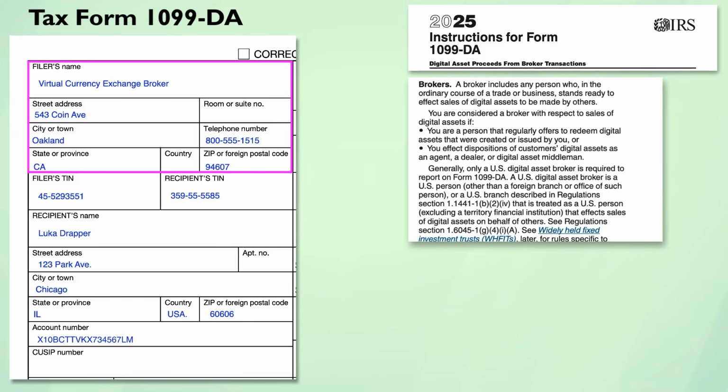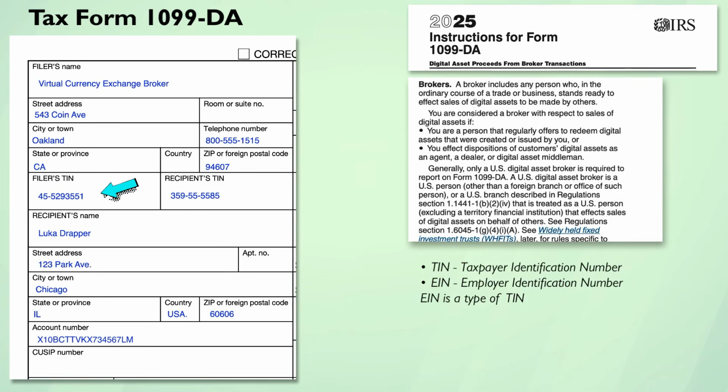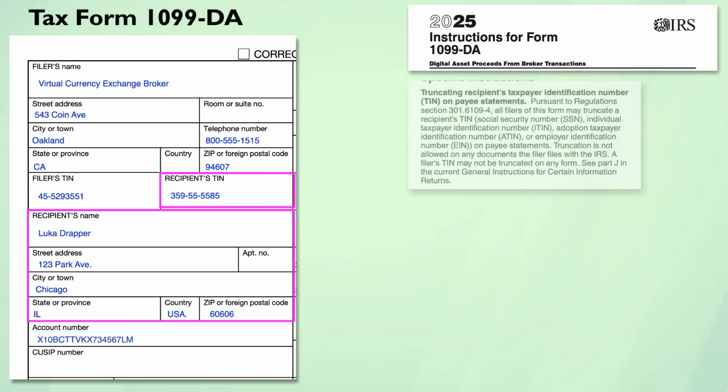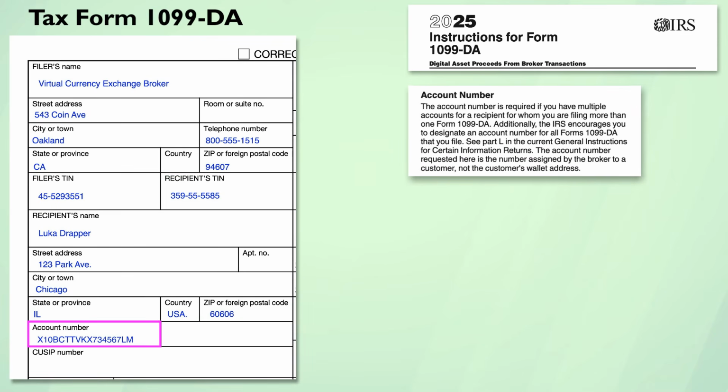At the top left, you will see the crypto broker's information, including the name, address, and taxpayer identification number, which for most companies is their EIN, Employer Identification Number. Below is the recipient's information. In this example, we have Luca Draper with his address and social security number. If you have multiple accounts with the same broker, you may also see an account number listed.